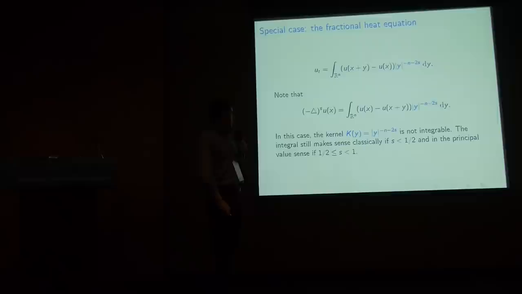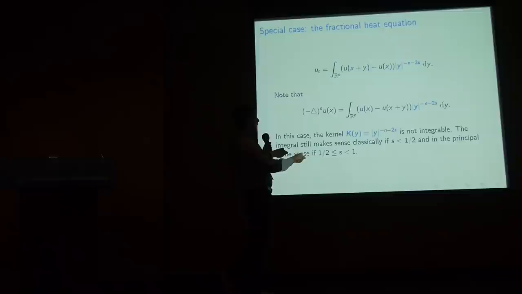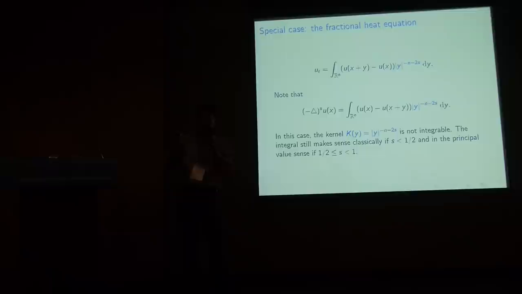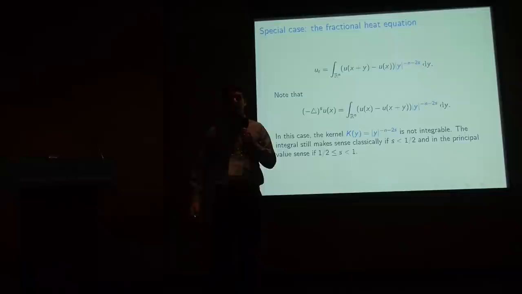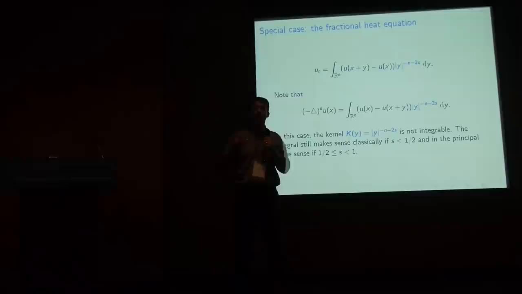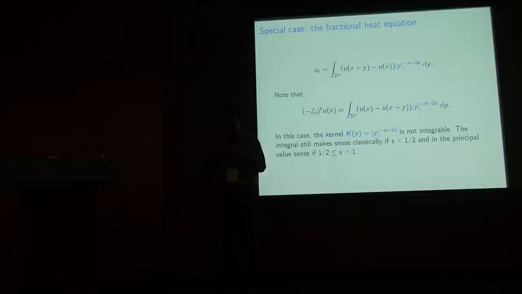So you see that here, the kernel that we're taking is not an integrable function at the origin, but it is integrable when you multiply times y squared at the origin. In this case, it's also a symmetric function, so I can skip the first order correction. And the integral makes sense classically if s is less than 1/2 and u is a smooth function, and otherwise it makes sense in the principal value sense, or you would have to add the first order correction. So you see that a fractional Laplacian is an operator of order 2s, right? So these are operators of fractional order. The order of the operators I'm going to talk about today is always between 0 and 2.